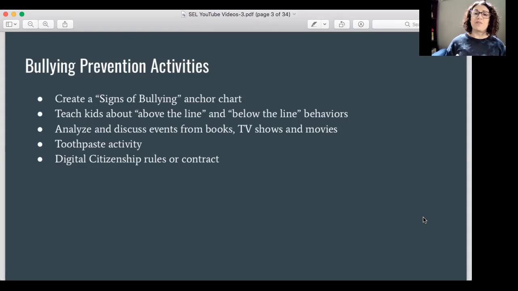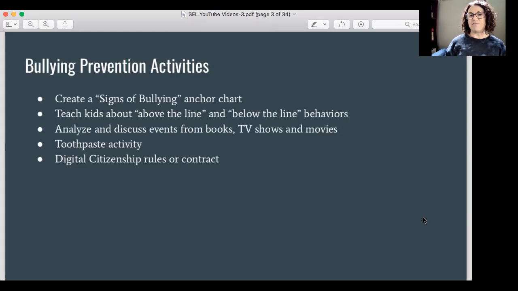Teaching kids about above the line and below the line behaviors. This is a great visual, especially for younger kids, where if you make a poster, you can just draw a line straight across in the middle of the paper or the poster. Above the line behaviors are the positive behaviors, right? The ones that we wouldn't want to hide from our parents or the grown-ups around us.